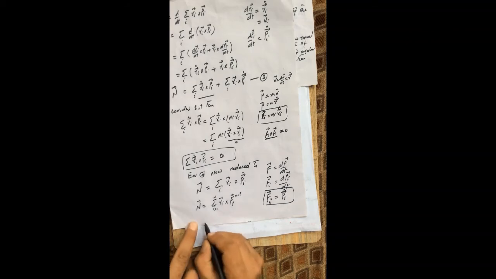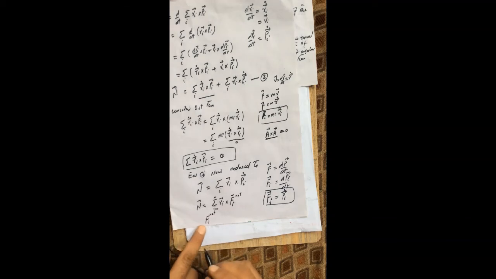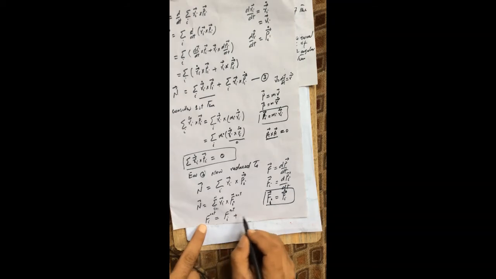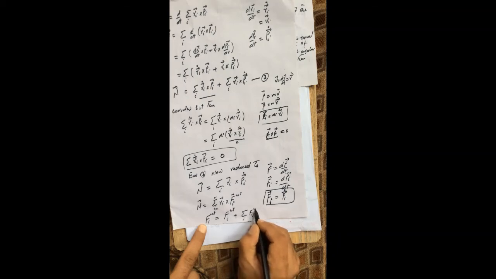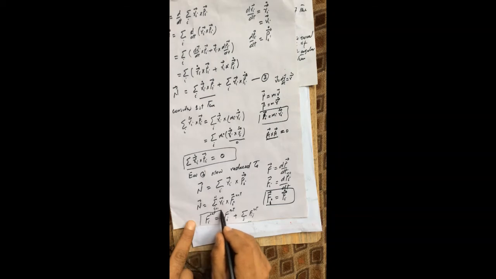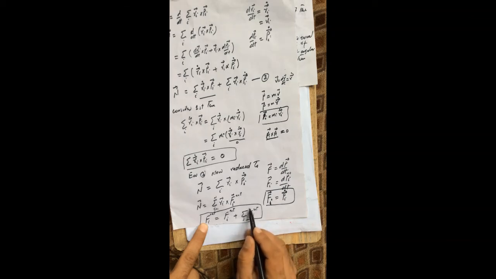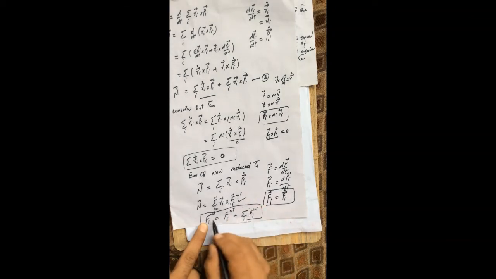And we know that the net force acting on the ith particle is equal to the sum of two forces. One is the external force acting on the ith particle, and the other one is the internal force, sum over j of F_ij internal. This is the total force acting on the ith particle, which is equal to the sum of two forces, one external and the other internal. So here I will replace this net force by this equation.